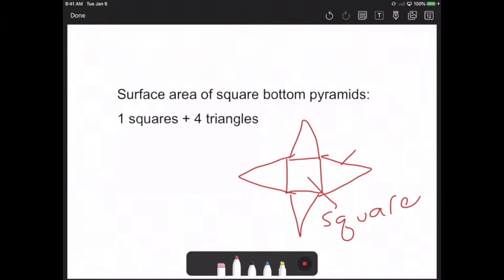So I'm going to give you a couple examples. If the square, let's pretend, was 15 centimeters squared, and one of the triangles was, let's say, 20 centimeters squared, if one's 20, that means they're all 20. Then if you add that up, you got 80 plus 15, you'll have 95 centimeters squared. So your goal is to find the area of the square, and then you have four triangles.